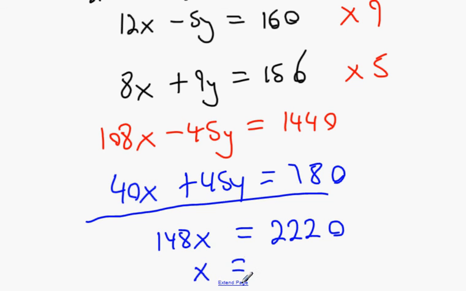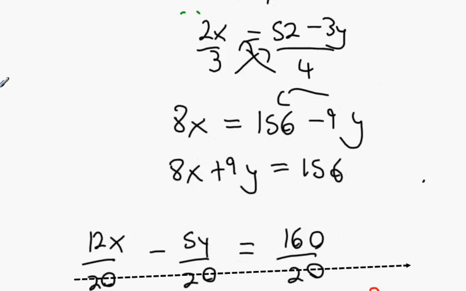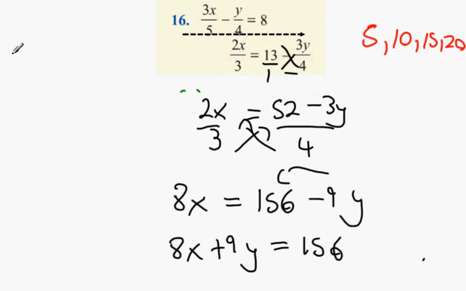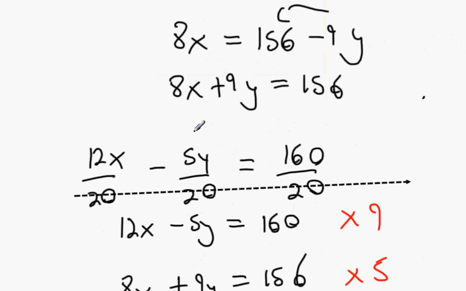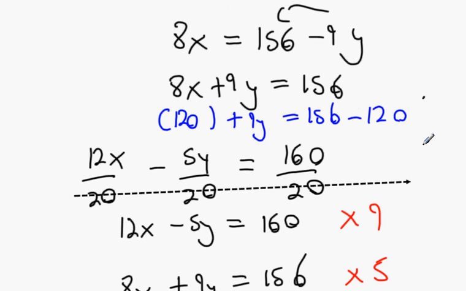Now, if x equals 15, that means that all of this here, 8 times 15? 120. Now, bring over the 120 and take away from 156. 9y is equal to 36, therefore y equals 4. Okay.